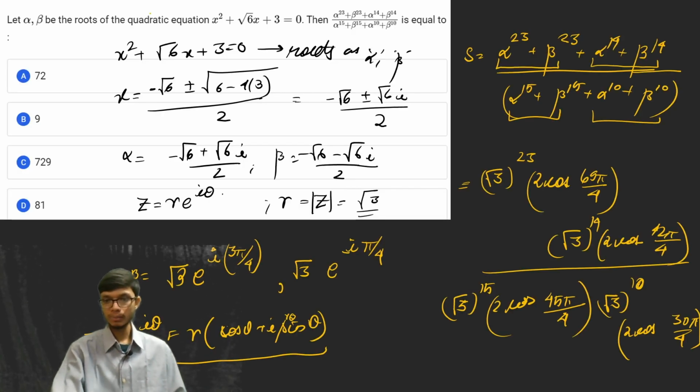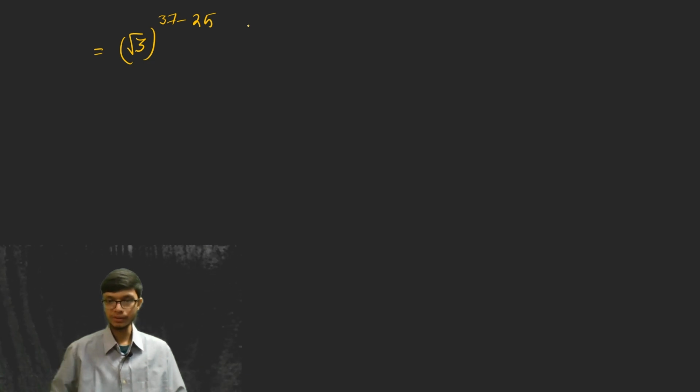And if you can solve this, you can definitely solve this. Here the exponent power of root 3 in the denominator is larger, so you can see 23 plus 14 is basically 37 minus 25. So from here you can solve it as root 3 raised to the power 37 minus 25, that is basically 12, so that is 3 to the power 6.